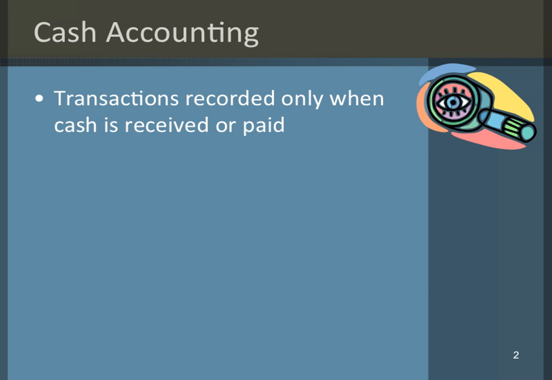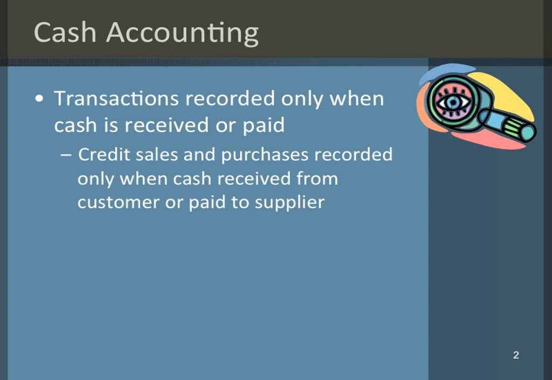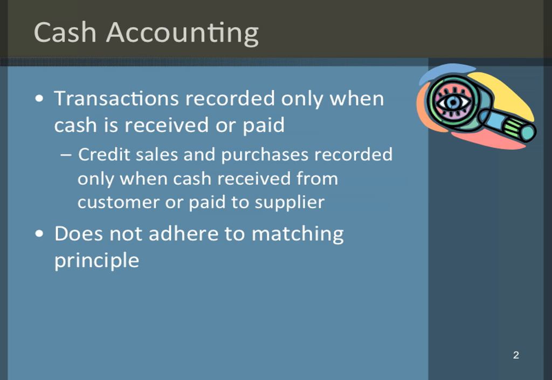So in cash accounting, that's all we're concerned with. We're not concerned about have we earned it or do we owe it? We're only concerned about have we received the revenue and have we paid for it? No other consideration is made. So credit sales and purchases are recorded only when cash has been received or paid, and when we come to calculate the profit, we only consider what revenues have been received and what expenses have been paid.